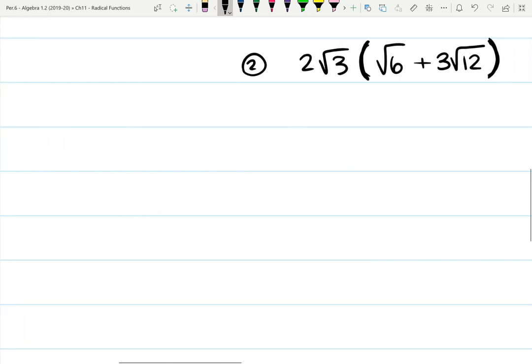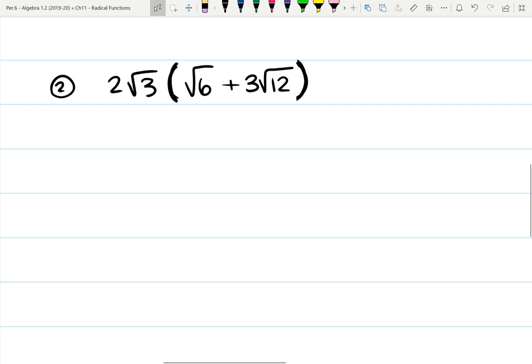I'm going to slide over here. Here's another problem. I see that we've got this one term out here, 2 radical 3, and I'm going to be multiplying it to 2 terms, this square root of 6 and 3 square root of 12. Again, I see there's a plus sign here, so that means there's 2 separate terms, and that's why this is not just multiplication, this is distributive property. Right? I need to distribute because there are 2 things that I'm going to multiply to.